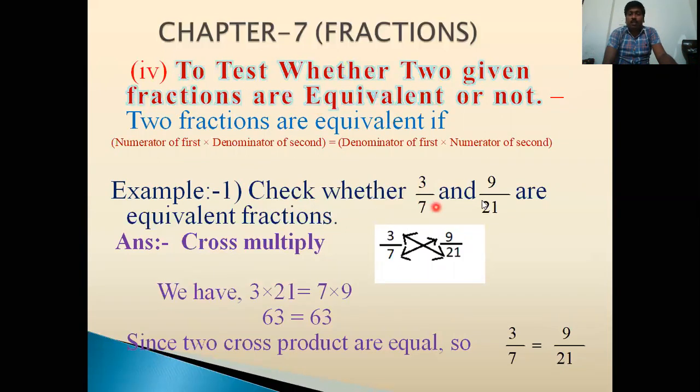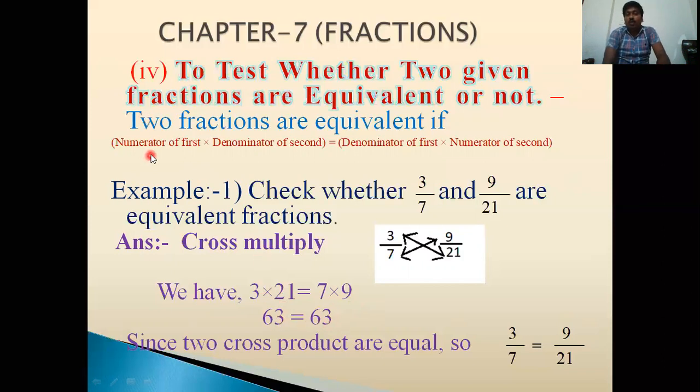Now check whether 3 by 7 and 9 by 21 are equivalent fractions. Cross multiply method. Now write the numbers in this way. Firstly, the numerator of the first fraction, 3, and the denominator of the second, 21. We multiply 3 into 21. And after that, the denominator of the first into the numerator of the second: 7 into 9. When we multiply 3 into 21, we get 63. When we multiply 7 into 9, we get 63. So 63 and 63 are equal.